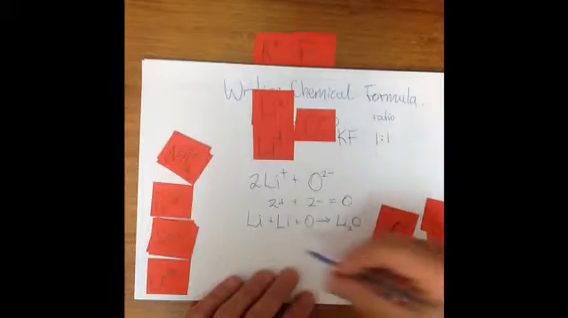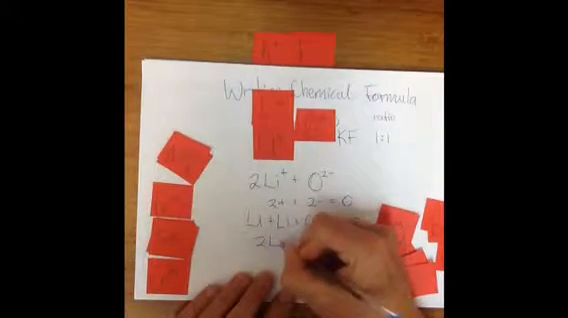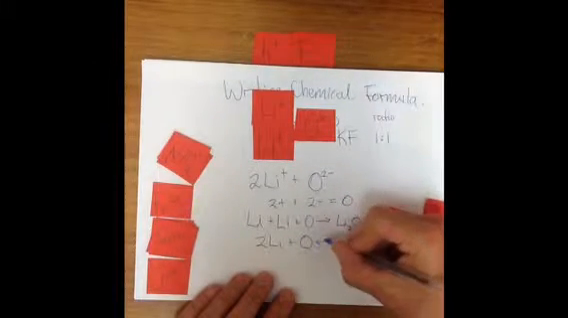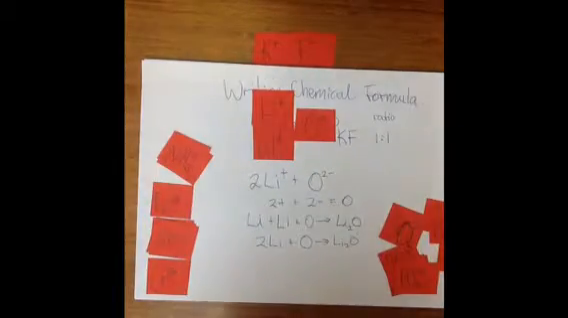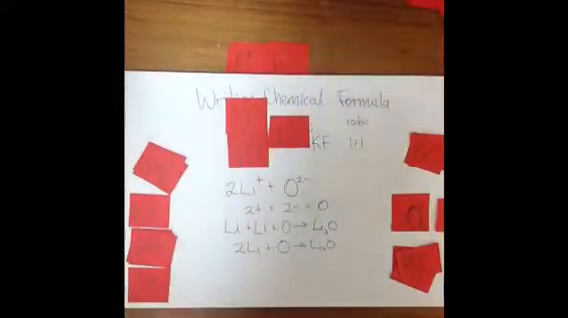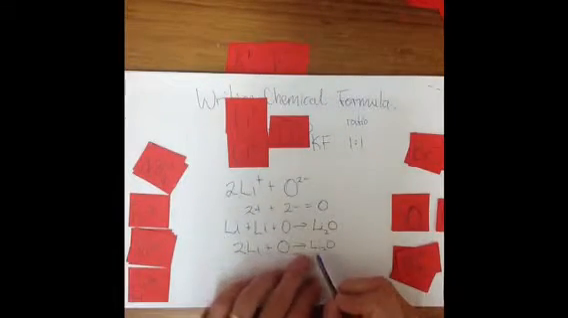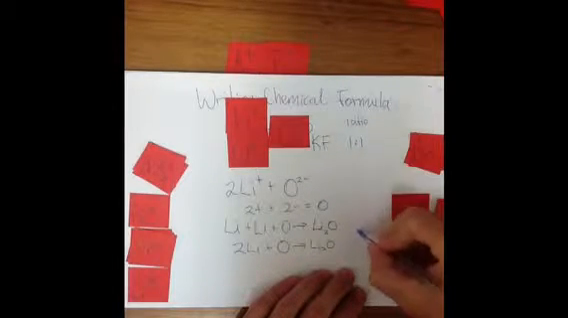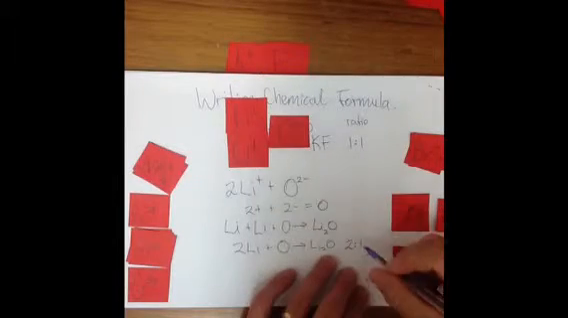Li2O. Now when we write this as a chemical equation, we write 2Li, 2 lots of those lithium ions, plus 1 oxygen, and we get Li2O. So 2Li plus O giving Li2O gives me a ratio of 2 lithium ions to 1 oxygen ion.